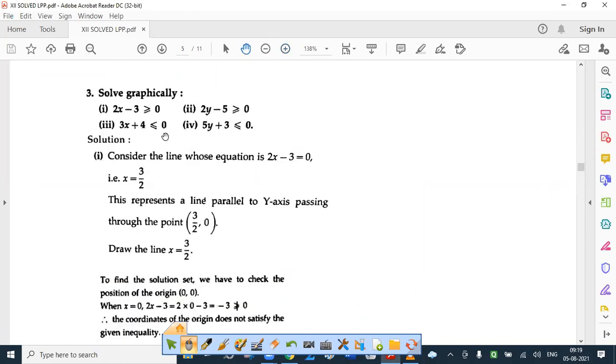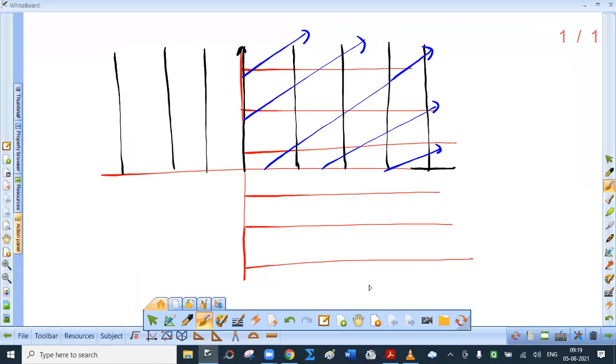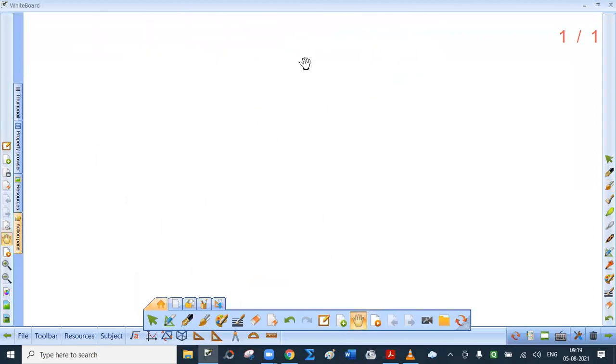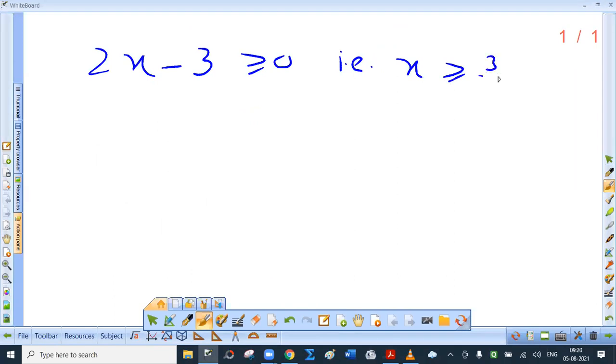Now we will consider lines passing through origin. This is interesting. Now I will explain this. 2x minus 3 greater than or equal to 0. Okay. So first we consider, or I can write this as x greater than or equal to 3/2. First we consider, as I already explained, the equation corresponding to the inequation, right? So x equal to 3 by 2.